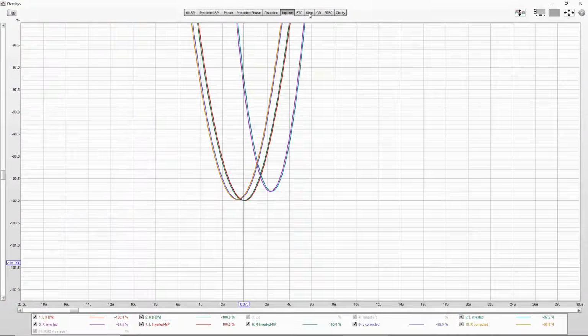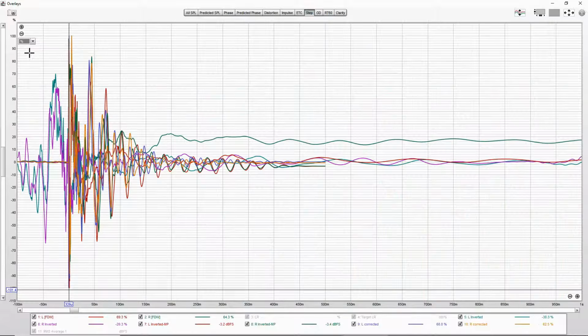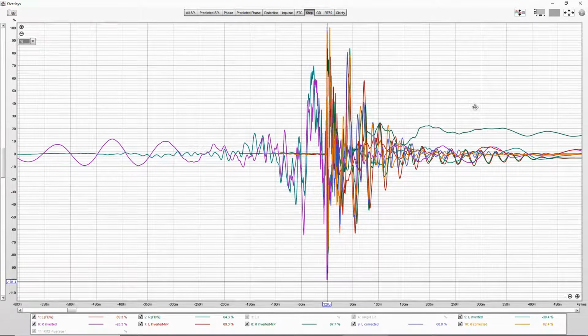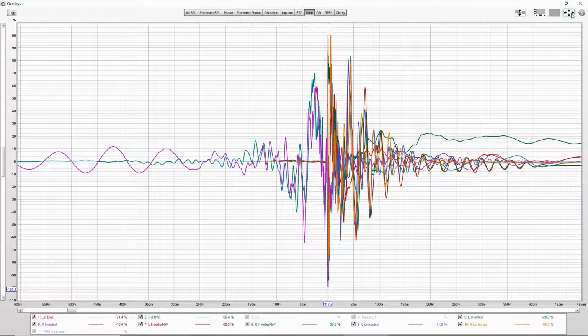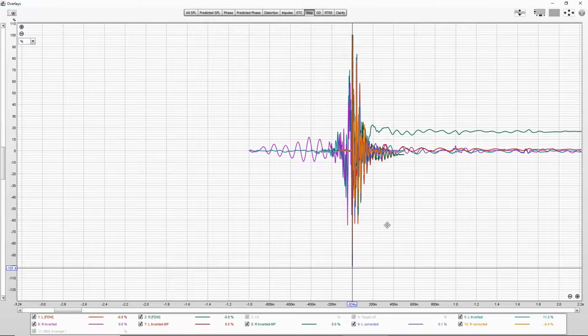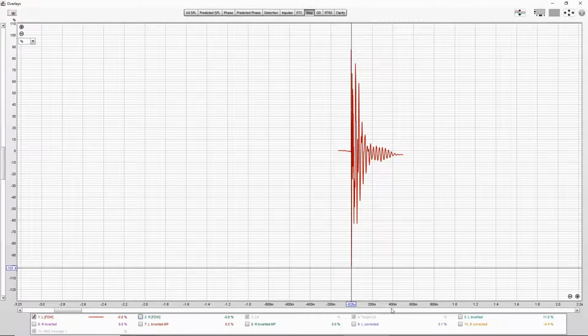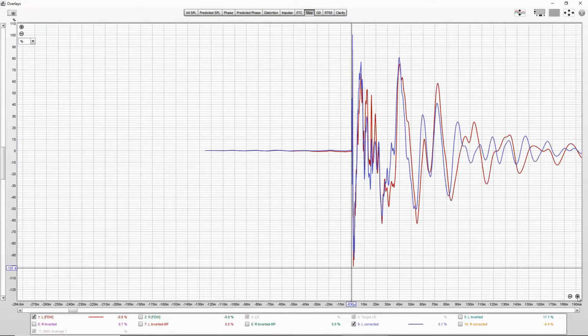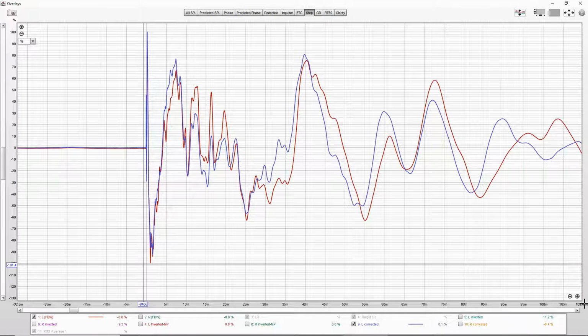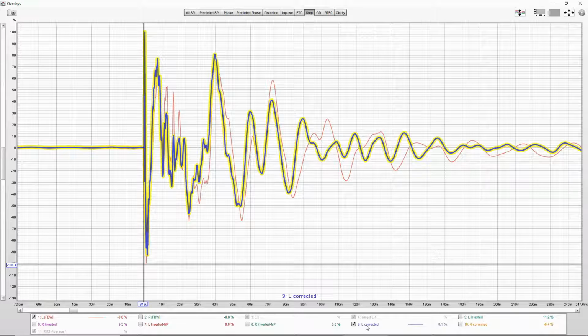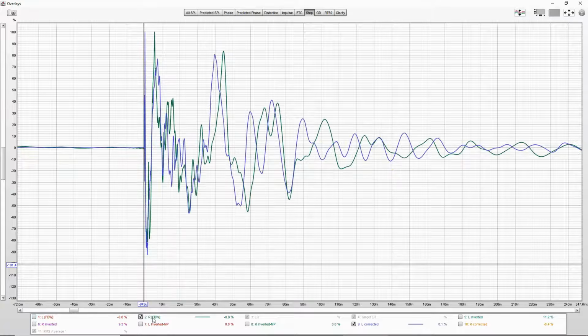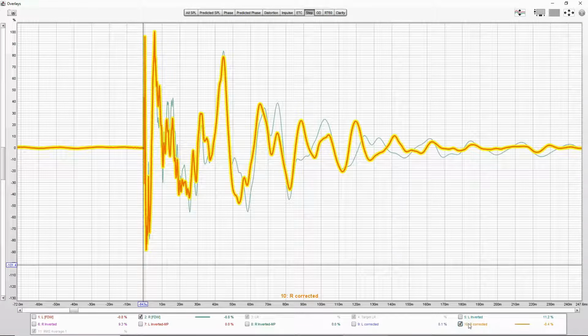Let's check some other response. This is the step response. It's quite important. It shows also the clarity or any ringing, pre-ringing, etc. in the responses. Clean it up a bit. This was the original left and right. For example, original left, and this is left corrected. And this is the original right speaker step response, and this is the corrected right speaker.